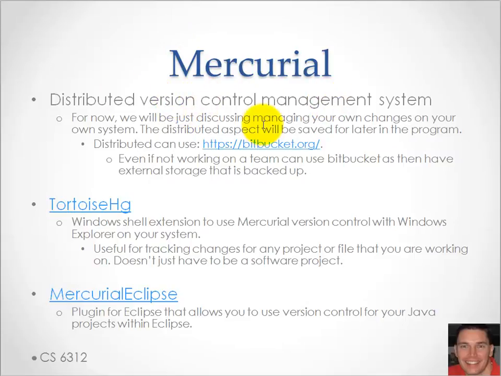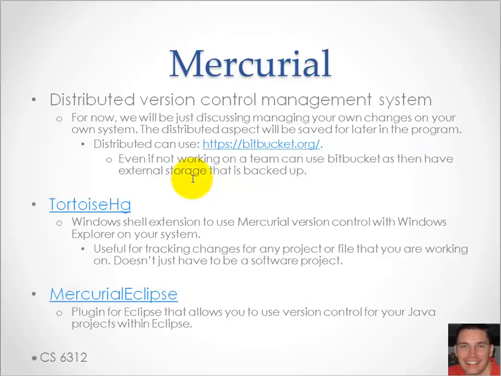And for now, we're just going to be focusing on managing your own changes on your own system. The distributed aspect of using Mercurial for having multiple members working on a project will be saved for later in the program. However, if you want to look into the distributed aspect of this, you can use bitbucket.org. I actually encourage you, once you understand the basics of this, that even for an individual project, you can store your work, your repository, out in Bitbucket. And that way you've got automatic backup of your system going on.